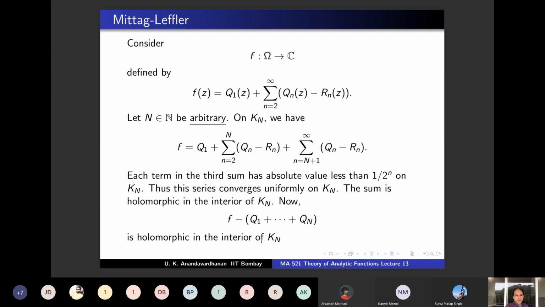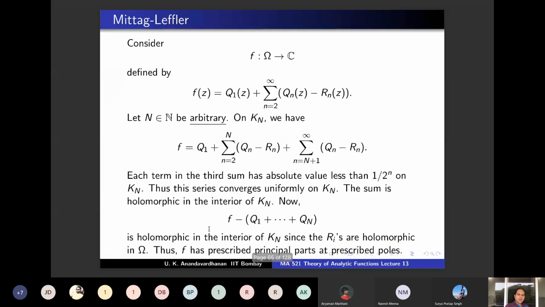So this is holomorphic in the interior of Kn, but n was arbitrary. So in this increasing sequence of compact sets, you have shown that in the interior it is holomorphic. That means it's holomorphic throughout omega. n varies, but n is arbitrary. So for each n, you get a finite sum you can subtract and you get holomorphic. So subtracting P alpha, you get a removable singularity around alpha, which is the meaning of saying P alpha is the principal part. So that's all that we had to show. So f has prescribed principal parts at prescribed poles. So this is Mittag-Leffler. So it's an application.